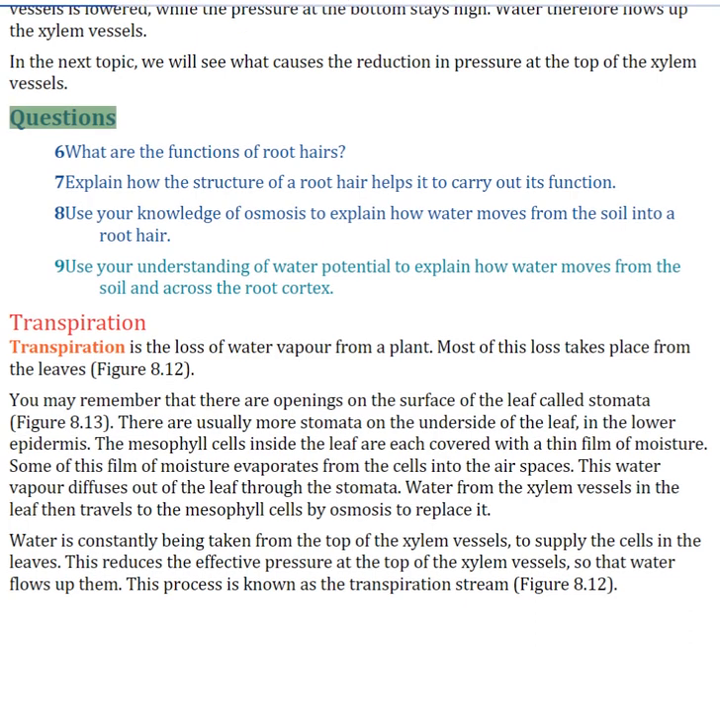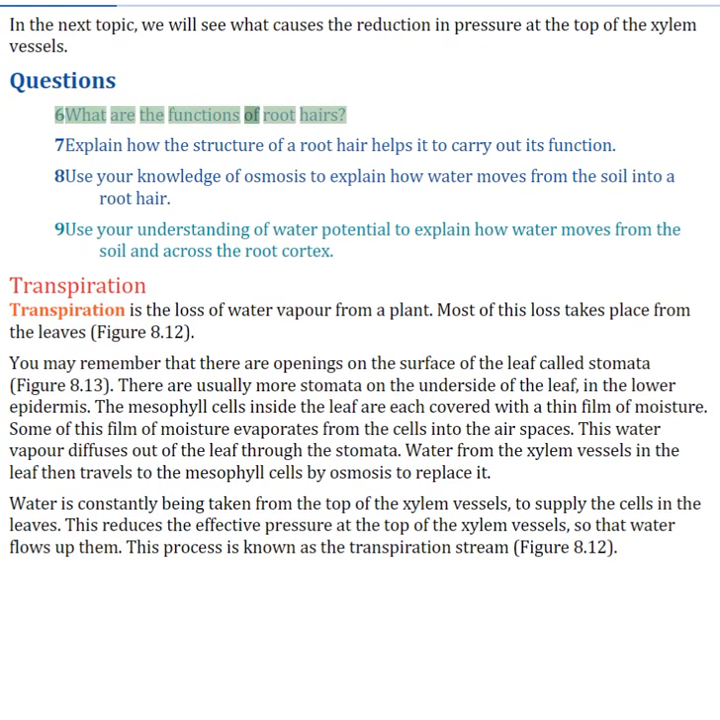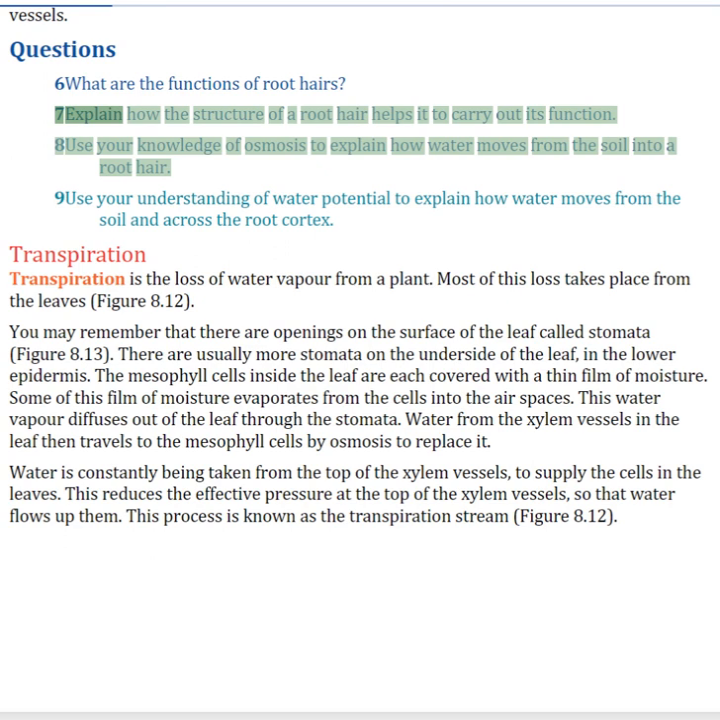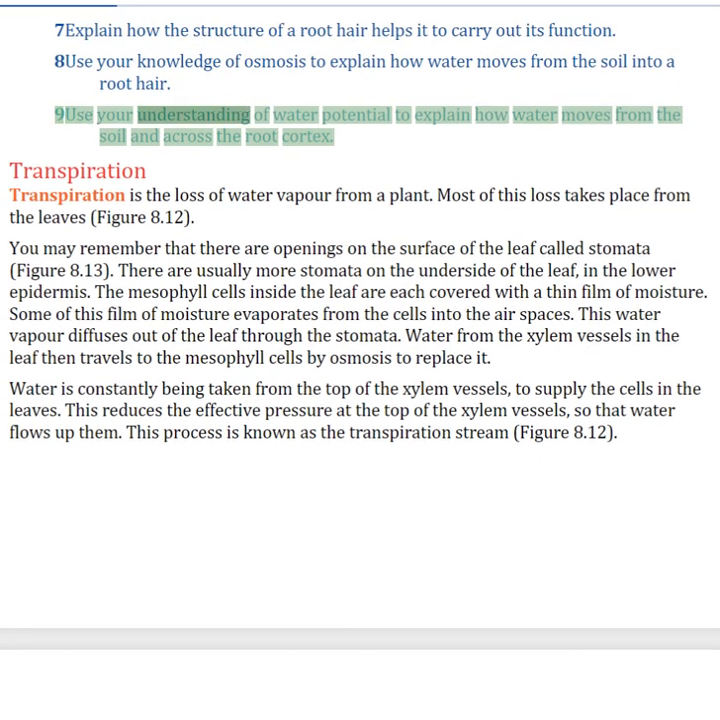Questions. 6. What are the functions of root hairs? 7. Explain how the structure of a root hair helps it to carry out its function. 8. Use your knowledge of osmosis to explain how water moves from the soil into a root hair. 9. Use your understanding of water potential to explain how water moves from the soil and across the root cortex.